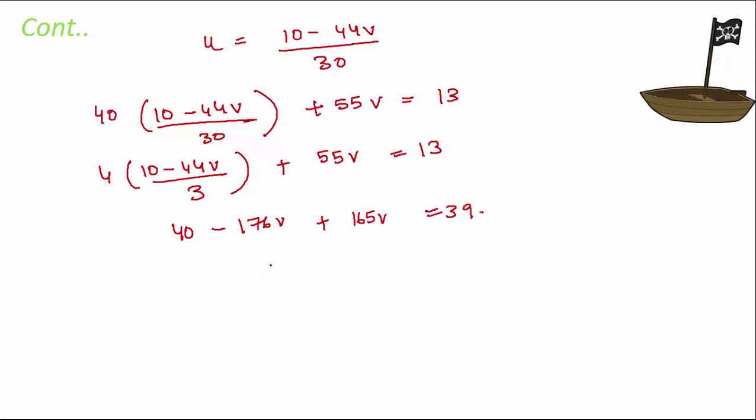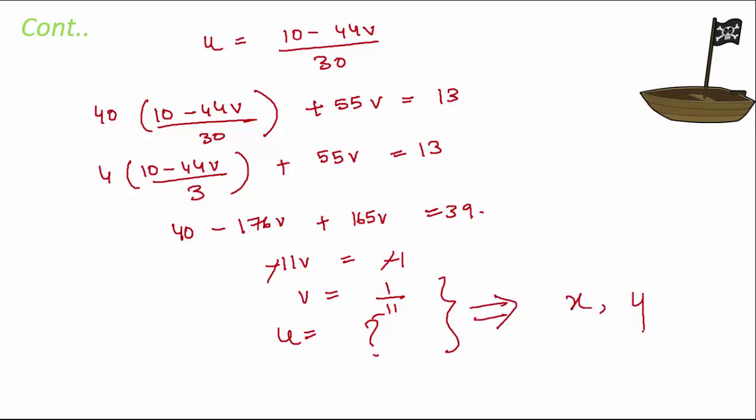From this we can say, I'm just doing very simple calculation, this is minus 11v is equal to minus 1. So v is equal to 1 by 11. Once you know the value of v, you can calculate u. You can put the value of v in this equation and you can get u. Once you get u and v, then you can very easily calculate x and y. So I leave this for you to solve. But please remember that these types of boat river questions are quite important from an exam perspective.